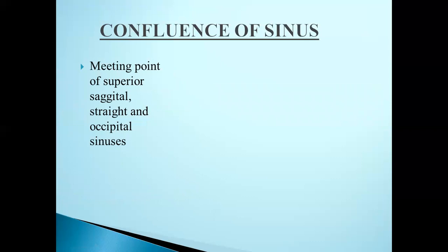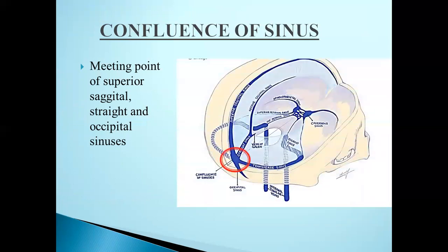Having known these sinuses, one important point is the confluence of sinuses. The meeting point of all these sinuses, superior sagittal, straight sinus, occipital sinus, and the transverse sinus, is known as the confluence of sinuses.